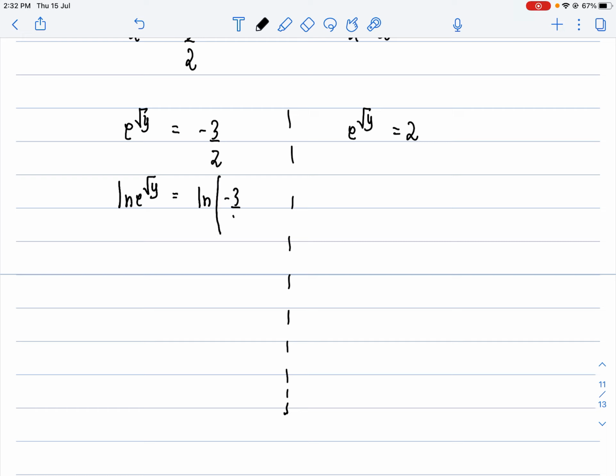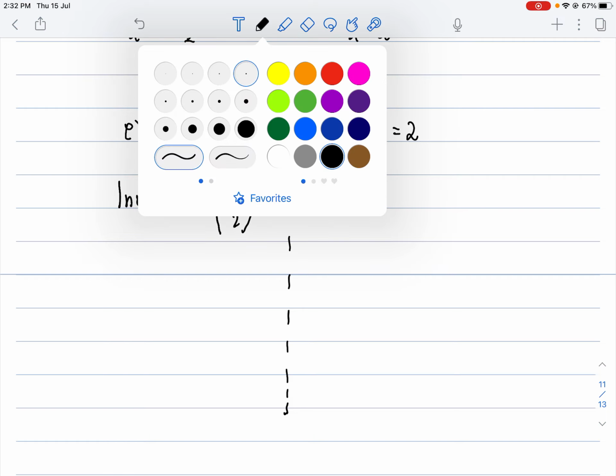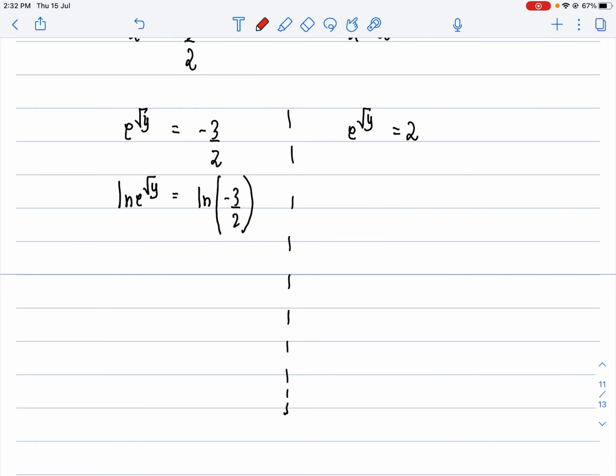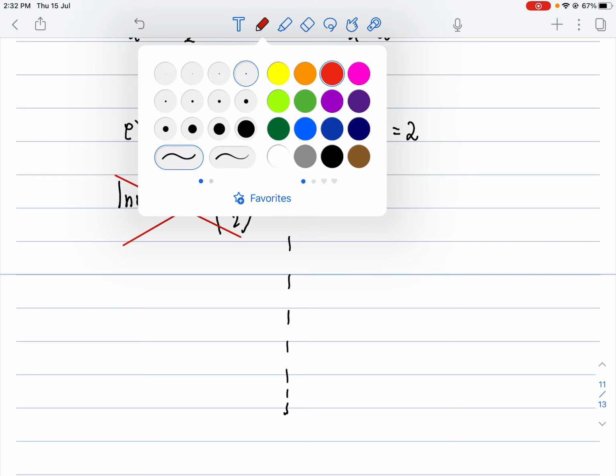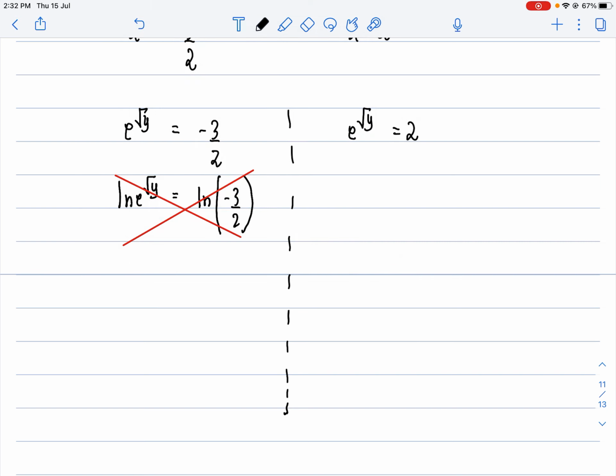minus 3 by 2. But here, if you remember your log property, log or ln of a negative number is not possible. That means this possibility is not possible to get the answer of root y. So now you're left with e raised to root y equals 2. So you can write this as ln e raised to root y equals ln 2.